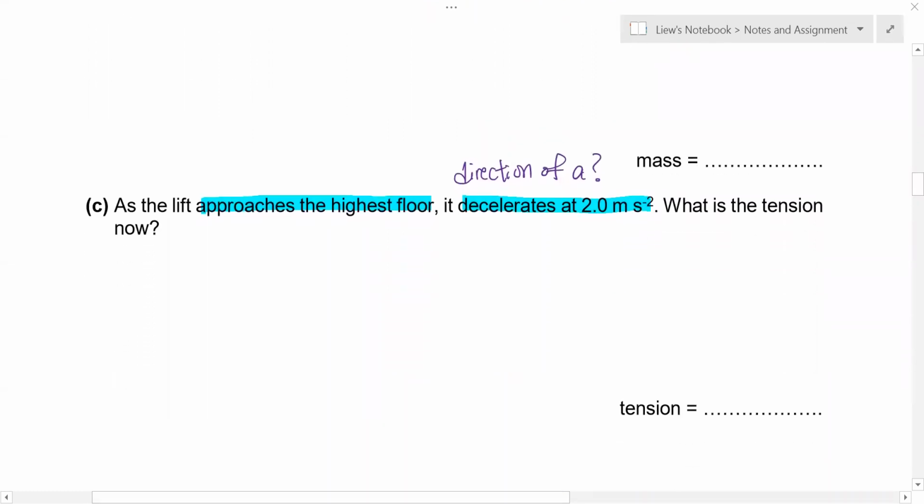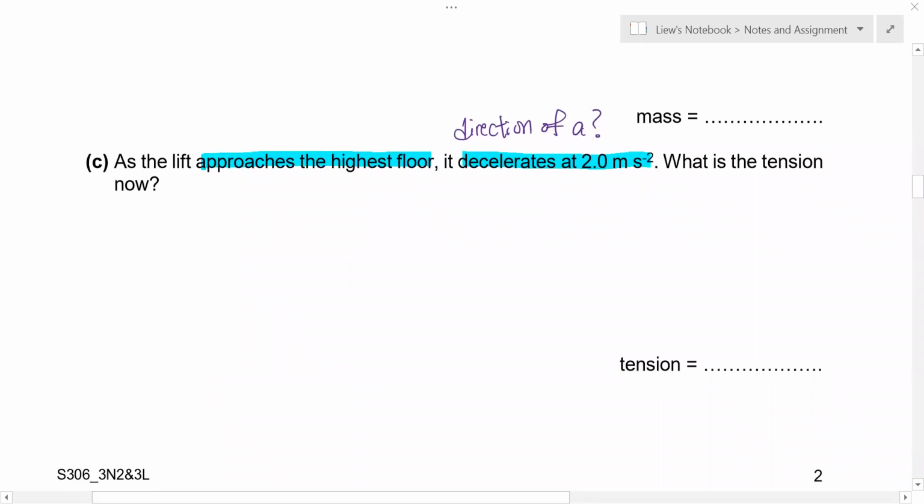Part C, as the lift approaches the highest floor, it decelerates at 2 meters per second squared. So as it approaches the highest floor, it's actually going in the upward motion, right? So velocity is in the upward direction. And the question tells you that it decelerates. Now, when an object decelerates, that means it's slowing down. And when it's slowing down, acceleration is in the opposite direction of velocity. So take note that in part C, this time around, the direction of acceleration is in the downward direction.